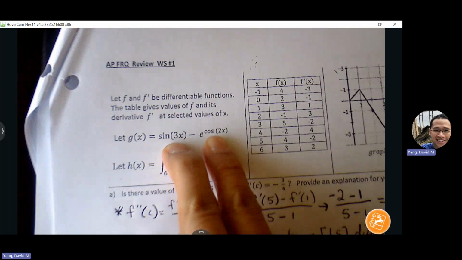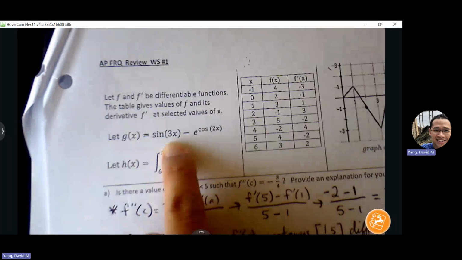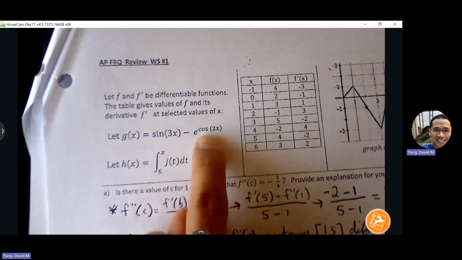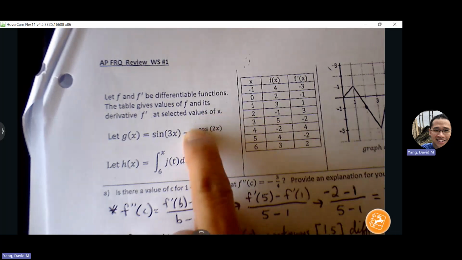So this one is not in function notation. We can actually find the derivative here. Do you guys remember what's sine's derivative? Good. Cosine of u times u prime. What's e to the u's derivative? Yeah. And then cosine's derivative.